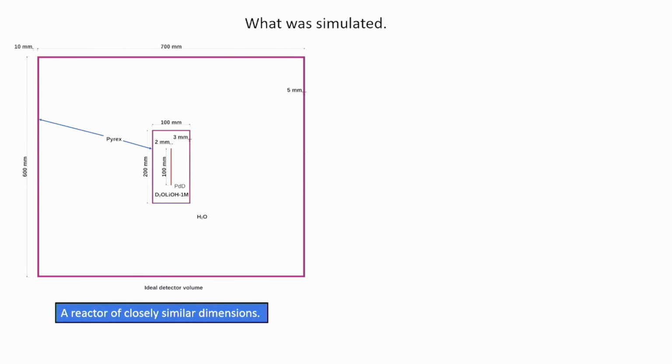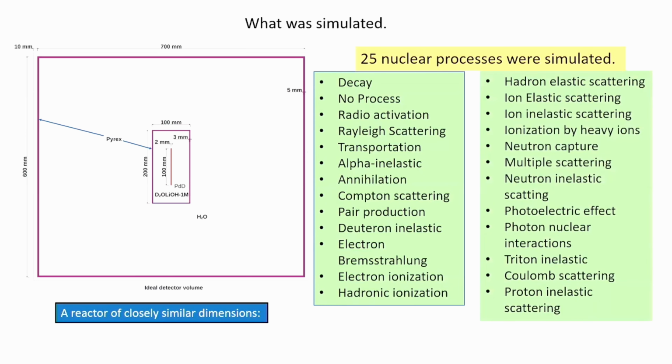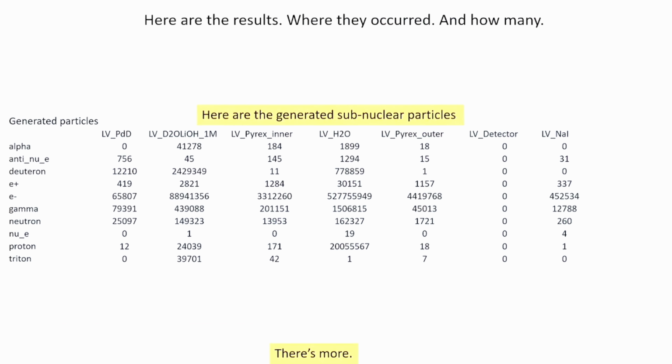Here's what was simulated. It's a reactor very similar to the size that I did in the spreadsheet. The only difference is they had a much longer, higher water bath. And there were 25 nuclear processes that were simulated. Here's some of them, here are the rest of them. You can see a lot of processes were simulated. Here are the results, where they occurred, and how many.